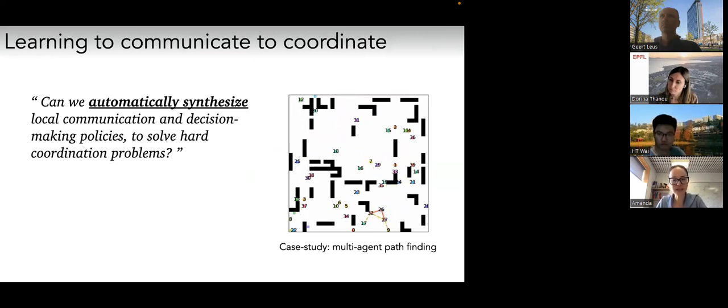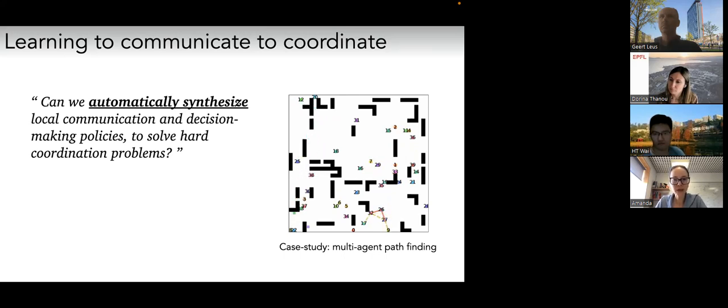And so the research question that we brought up here in order to develop our first data-driven solution to this kind of problem is the question of, can we somehow develop solutions that automatically synthesize local communication and decision-making policies for problems that are very hard to solve in the coordination domain? And we're going to try to do this using graph neural networks and a data-driven approach.